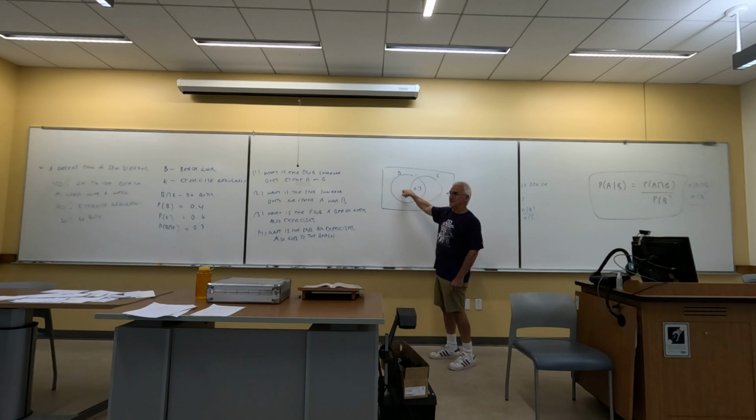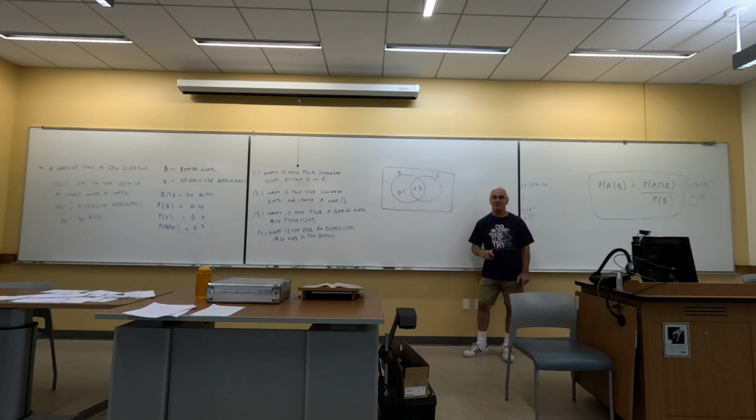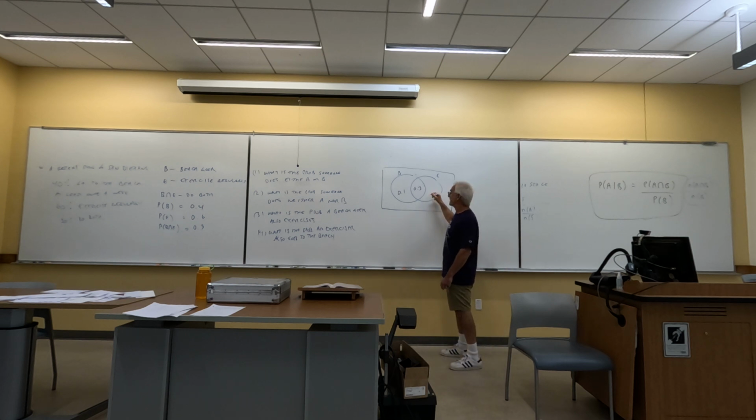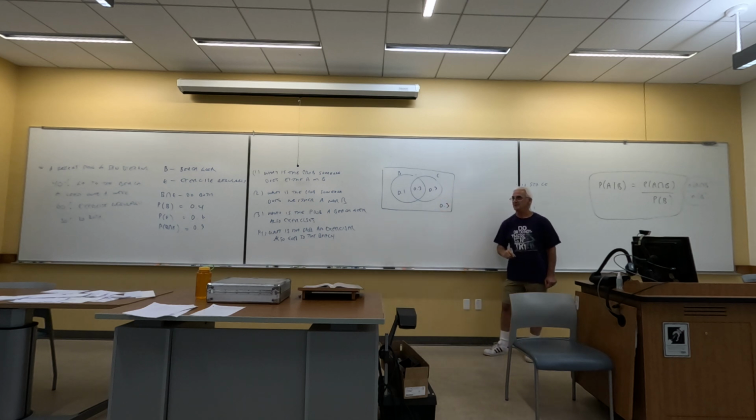Now, what's here? 0.1. How come 0.1? Because the whole circle has got to add up to 0.4. Ah, that changes things, isn't it? So what's here? And what's out here? I could have been more creative, I suppose. It's also 0.3. Okay, a lot of 0.3s.